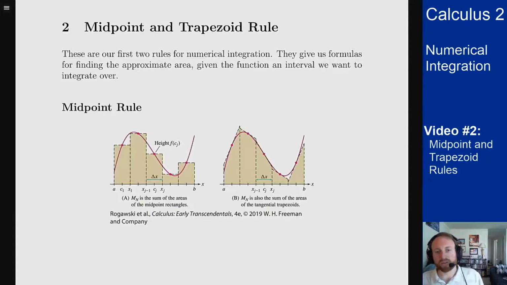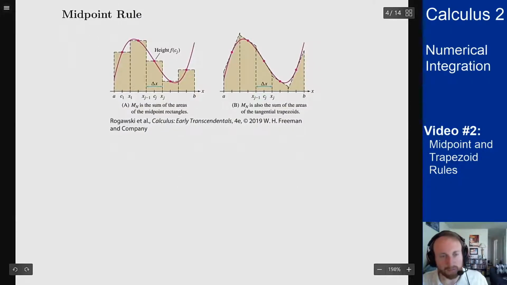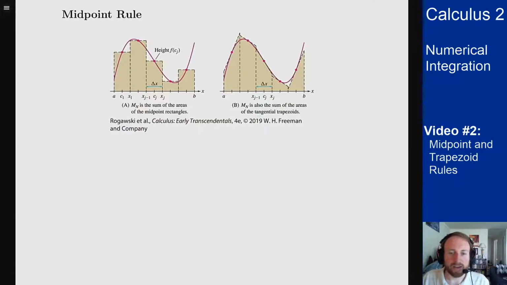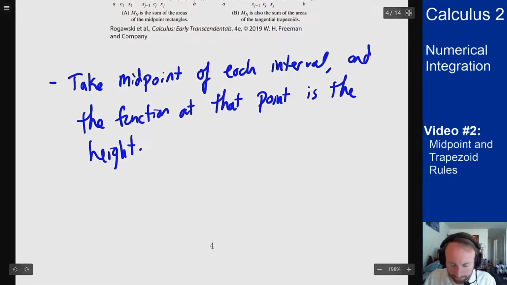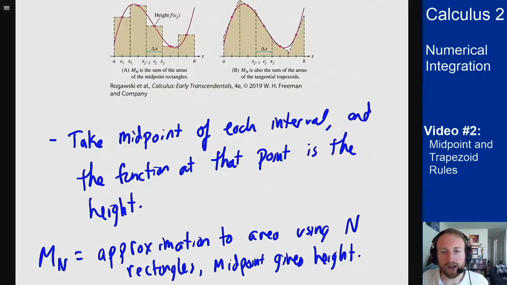So the midpoint rule is something that we saw way back when we were defining Riemann integrals in the first place. And that's taking the midpoint of each rectangle to be the height and using that area to approximate the area under the curve. So for notational purposes, we're going to write M sub capital N to be the midpoint approximation to the area where I take capital N rectangles to do so. So then how do we go about actually computing this for a given function?